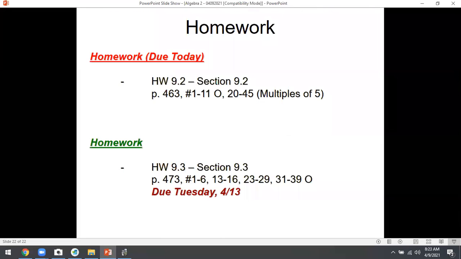You got a good 10 minutes or so still left in class, 15 maybe even. So yes, you should be starting on this. There's no reason to waste 15 minutes of your life. Get started on 9.3 or be finishing up 9.2. That's acceptable as well, but be doing something productive.